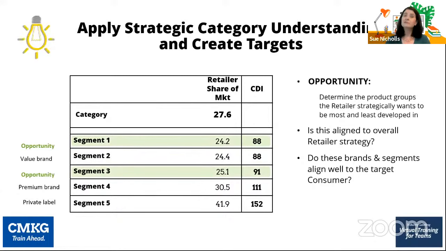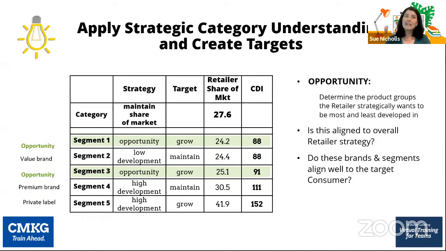And then the other 2 segments might be identified as opportunities as well. So then what you can do is tie in strategies to each of the different segments that you're talking about. Perhaps they've decided we just want to maintain share of market because we're highly developed in this segment, but we've got some areas that we want to grow in, and some areas that we want to maintain, or that we're even willing to reduce the development there.